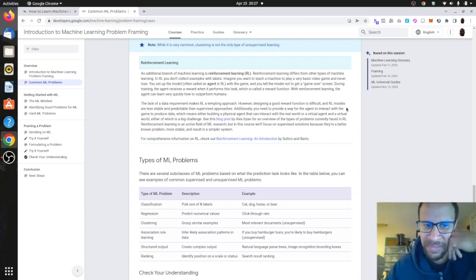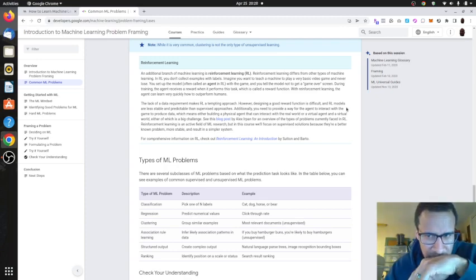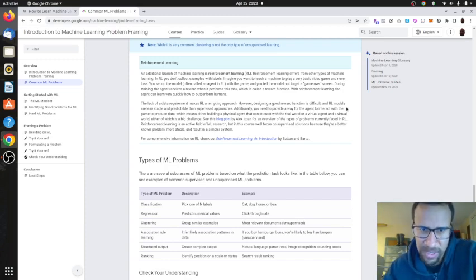To produce data, which means either building a physical agent that can interact with the real world or a virtual agent in the virtual world, either of which is a big challenge. See this blog post by Alex Irpan for an overview of the types of problems currently being faced.